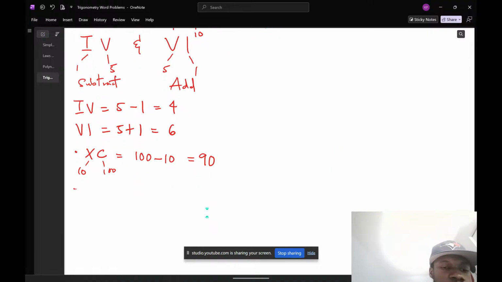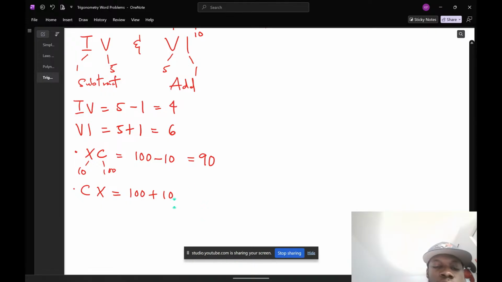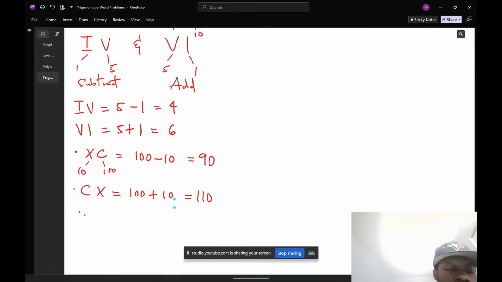The next one is CX. CX is 100 plus 10 because C is written before X. So the bigger Roman numeral plus the smaller one. That becomes 110.